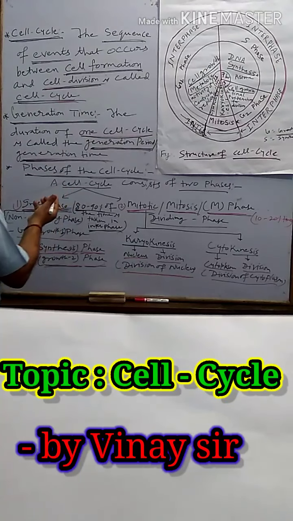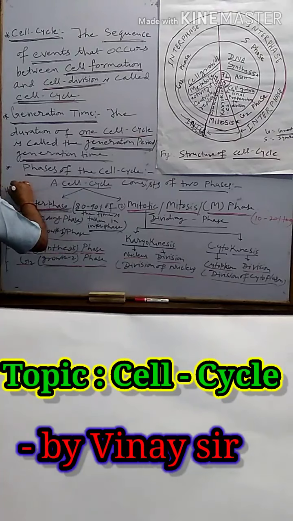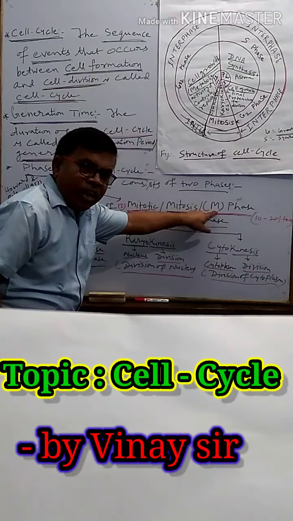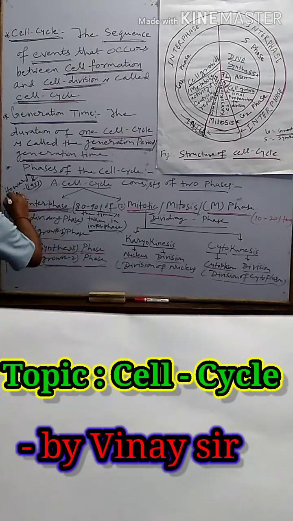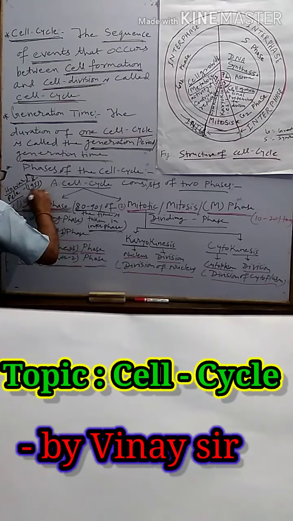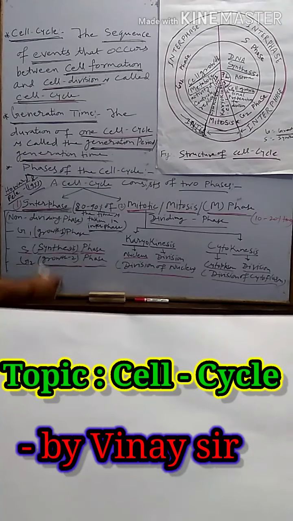One scientist, Howard and Pelc, in 1953 divided the cell cycle into 4 phases: G1 phase, S phase, G2 phase and M phase. The scientists are Howard and Pelc in 1953. So that is the interphase.